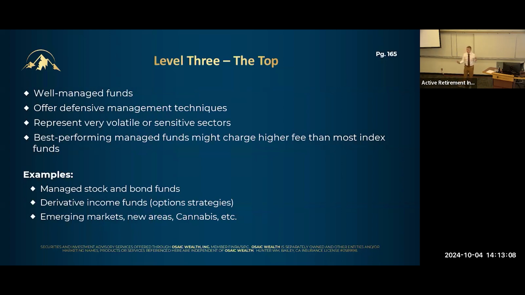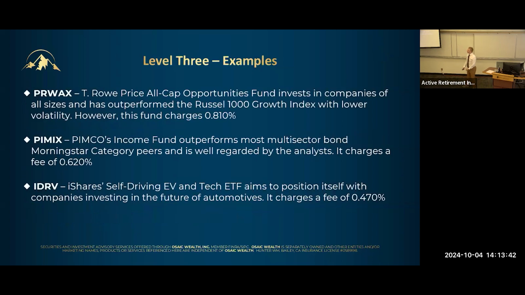But if you go back over its history for the level of risk it takes on, it performs extremely well. Now, unfortunately, nobody can buy that anymore, only if you already have it. But it is a really good historically performing fund. So here you might have your managed stock and bond funds, derivative income funds like option strategies, emerging markets, new areas, maybe something like cannabis or any of these just new industries that have not really taken off yet, that are kind of sitting stagnant, that maybe one day will expand their market share and become large companies.